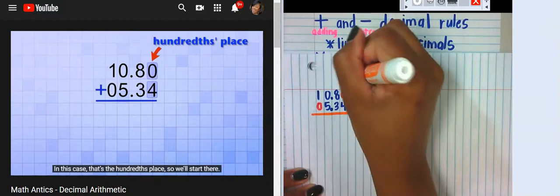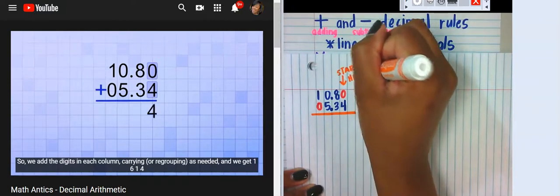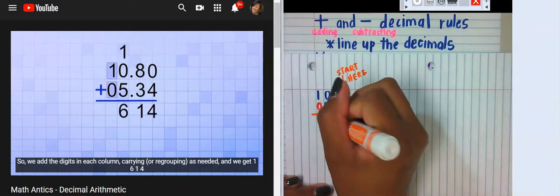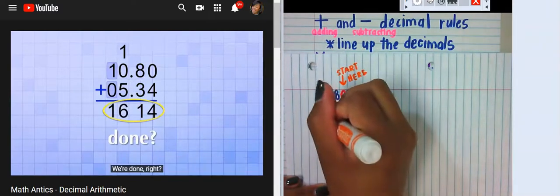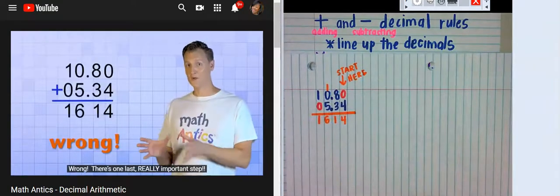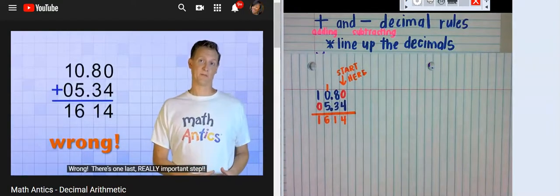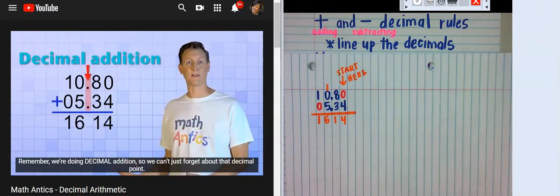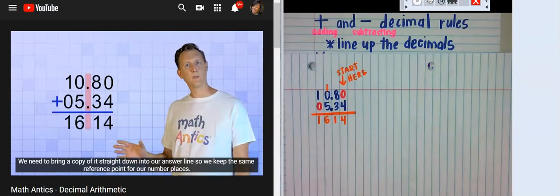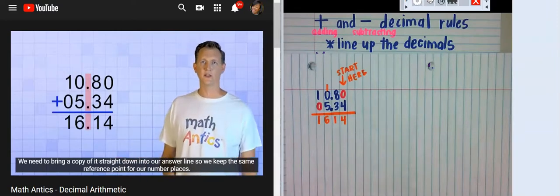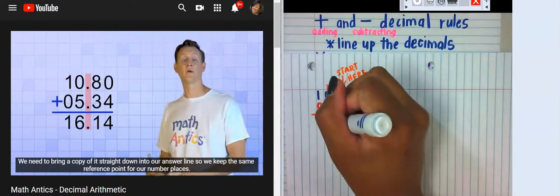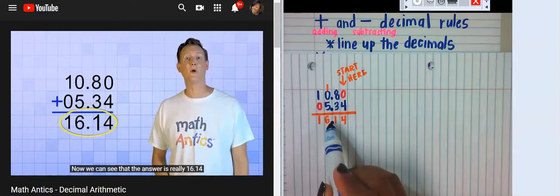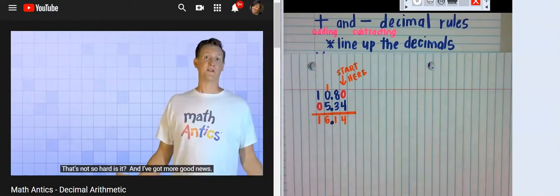So we'll start there. So we add the digits in each column, carrying or regrouping as needed, and we get 1614. So we're done, right? Wrong. There's one last really important step. Remember, we're doing decimal addition, so we can't just forget about that decimal point. We need to bring a copy of it straight down into our answer line, so we keep the same reference point for our number places. Now we can see that the answer is really 16.14. That's not so hard, is it?